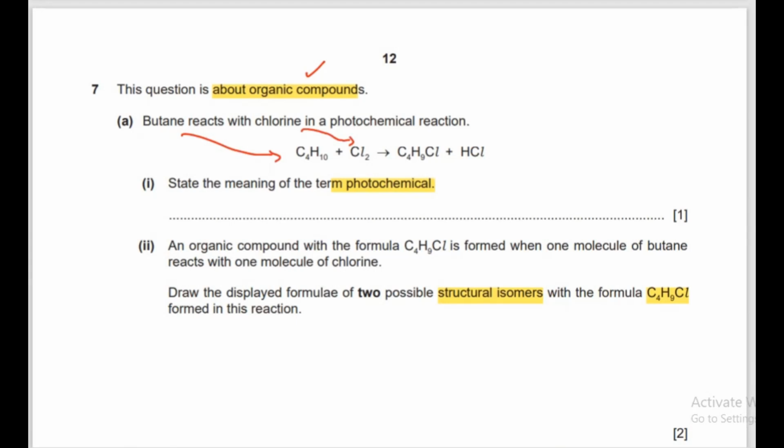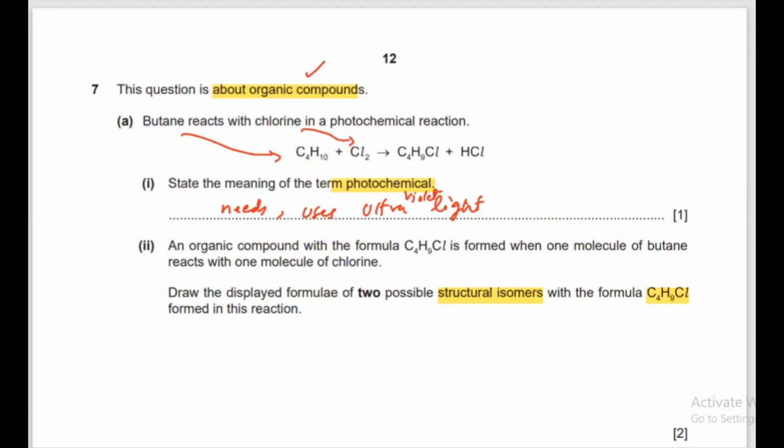Photo means light. So the reaction which needs or uses ultraviolet radiation or light, that is a photochemical reaction. Photochemical means it needs or uses UV light, ultraviolet light.